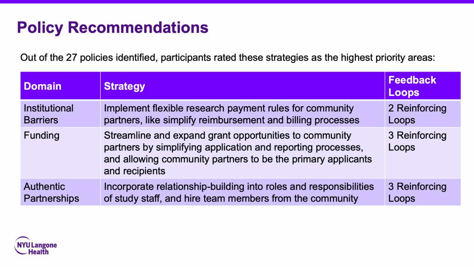So for example, for institutional barriers, the top strategy was to implement flexible research payment rules for community partners. This includes simplifying reimbursement and billing processes. For funding, participants identified the need for expanding and streamlining grant opportunities for community partners, allowing them to become the primary applicants and recipients of grants. So again, this is contextualizing the different recommendations and the different processes that are under community engaged research into a complex system.